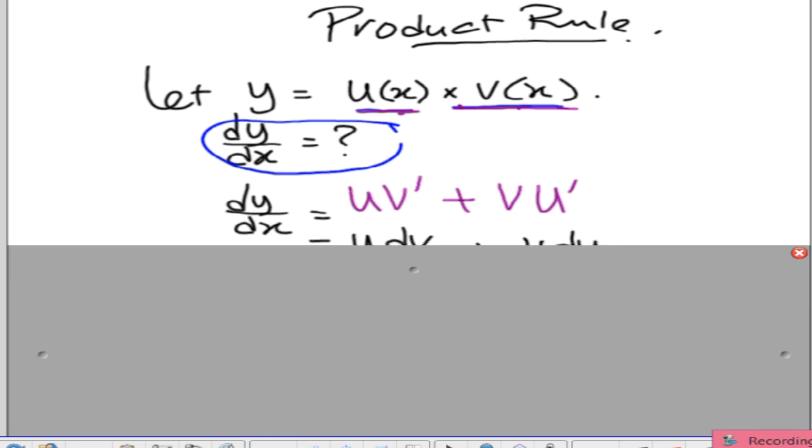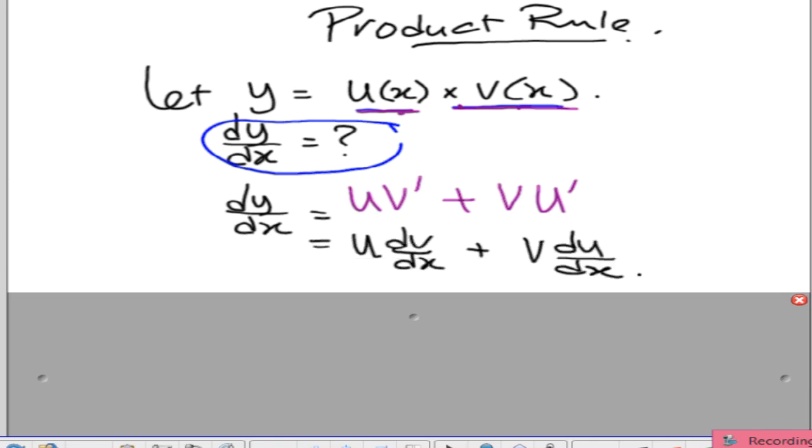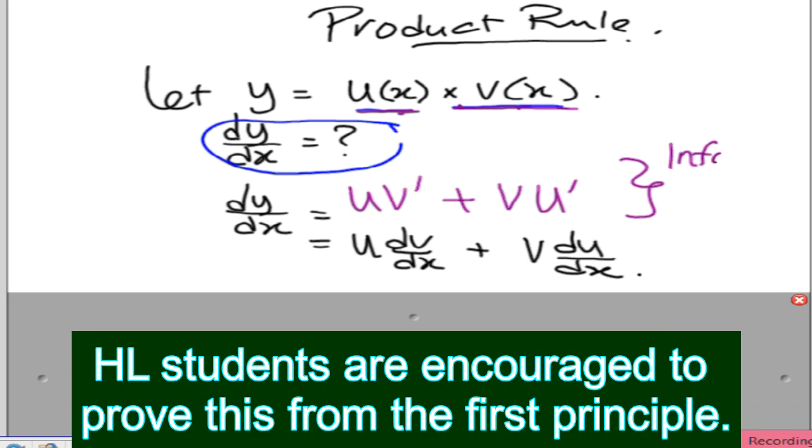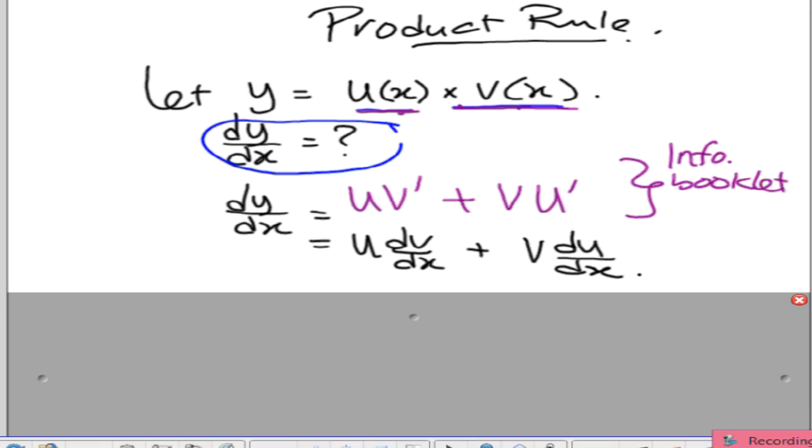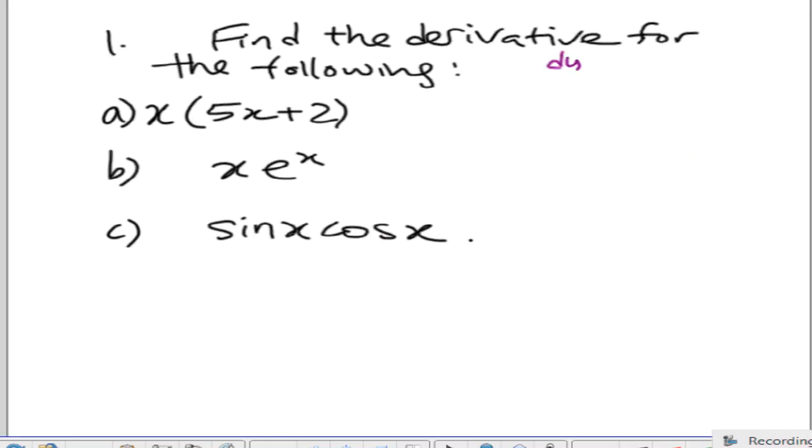The rule here is u times v dash, where v dash stands for dv dx, plus v times u dash, where u dash stands for du dx. This is what we call the product rule. It can be found in your information booklet, so you don't really have to memorize it, but memorizing it makes it faster. Let us write up the formula again. I rather like to use it this way: v of u dash plus u of v dash. I'm just rewriting it.